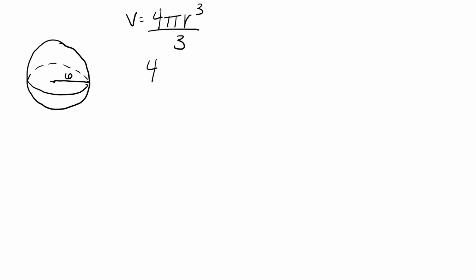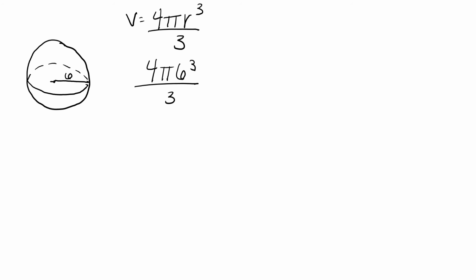For our last problem, we have a sphere. Our sphere has a radius of 6. We're going to use our formula, 4 pi r to the third power divided by 3. We start by plugging in our radius 6.